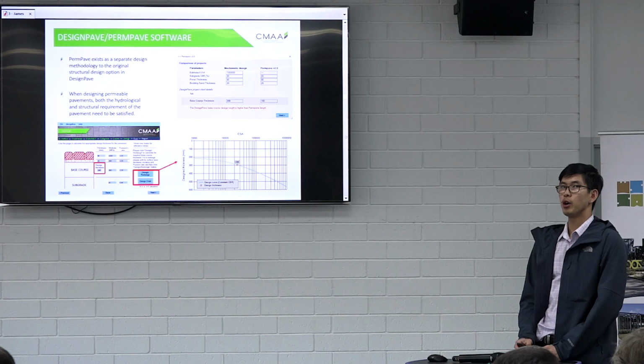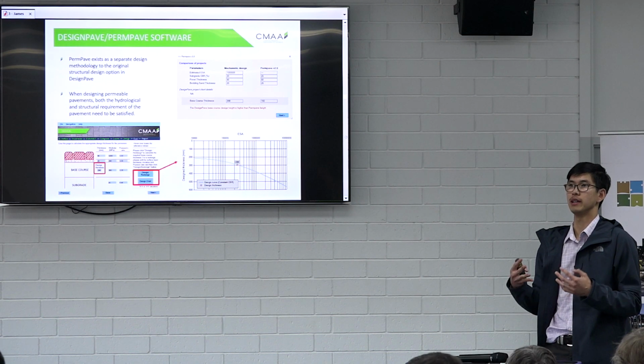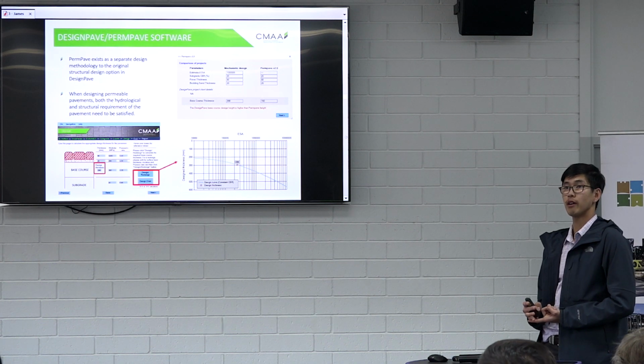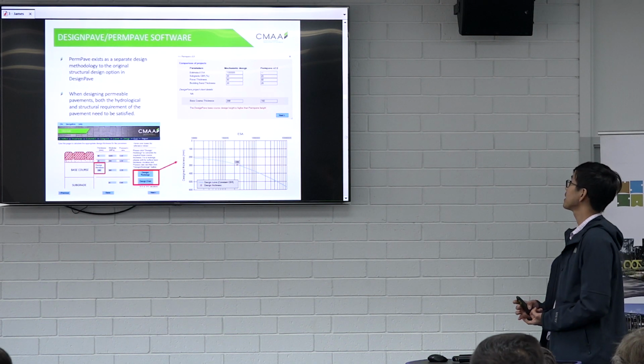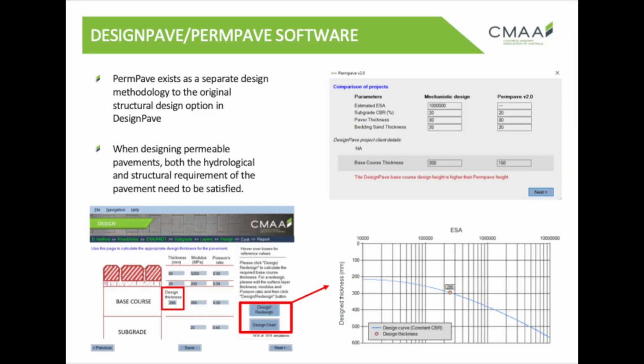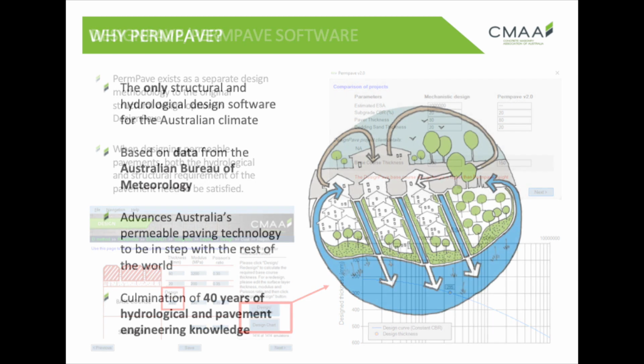Like I mentioned before, PERMPAVE and DesignPave exist in conjunction with each other. PERMPAVE does the hydrological design, whereas DesignPave does the structural design. As you can see here, on the top right corner, we can see the two of them side by side. We have the mechanistic design on the left and the hydraulical design on the right. Whichever one's highest, that's going to be your governing thickness for your pavement.